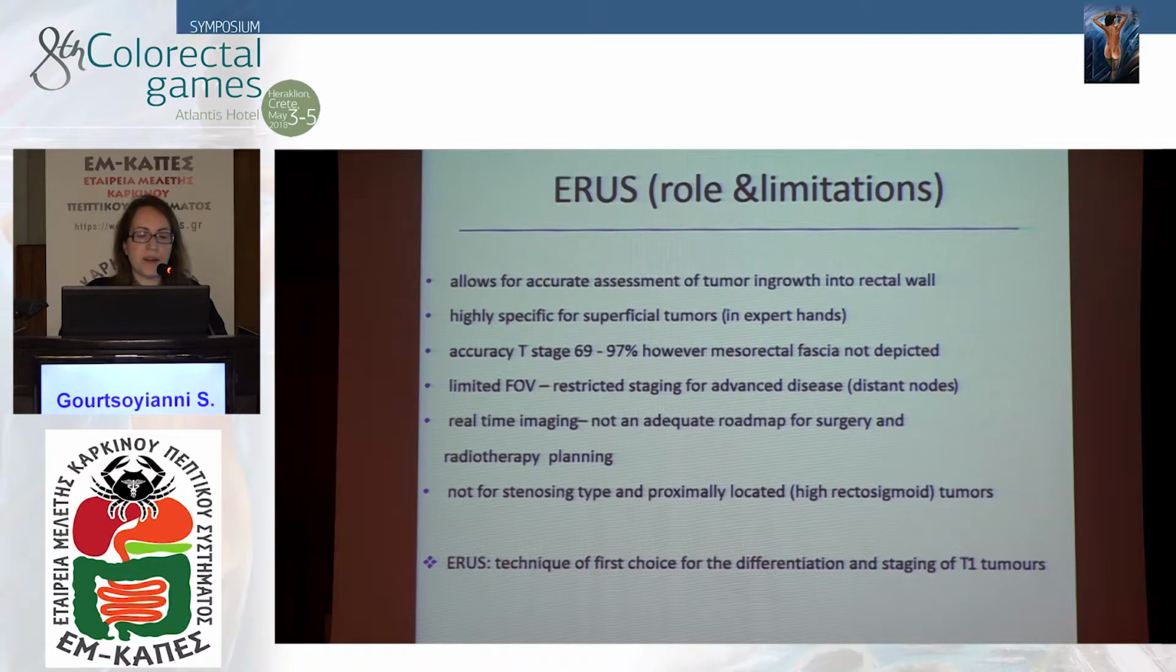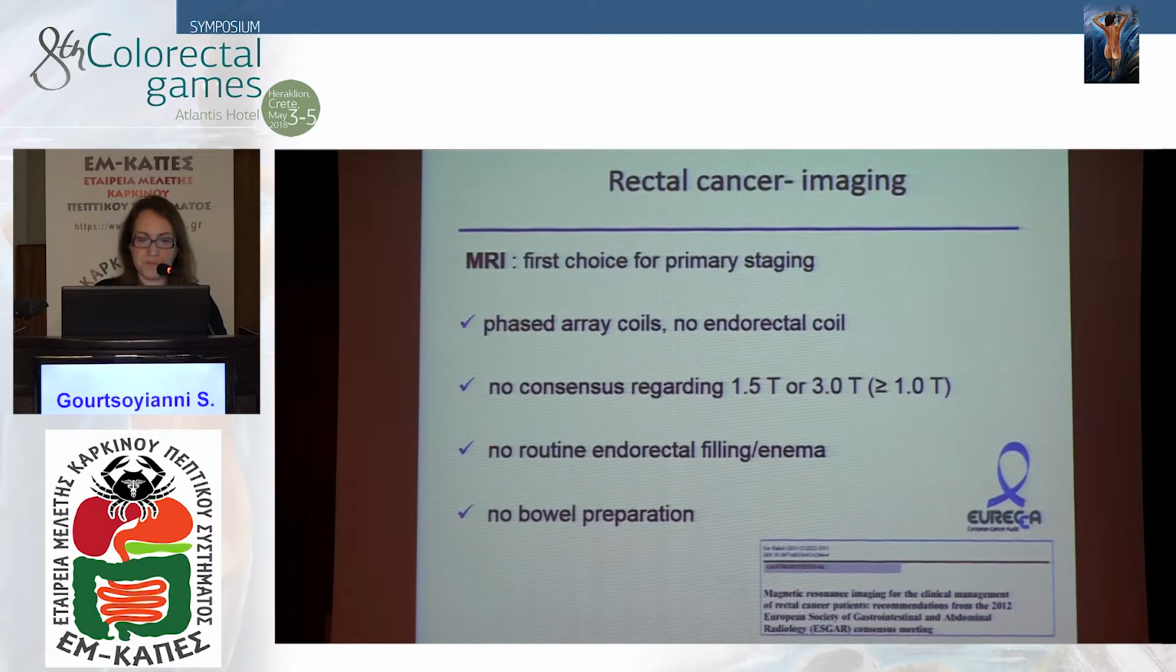guidelines say that while endorectal ultrasound is a perfect technique and the initial technique of choice for the differentiation and staging of T1 tumors, allowing for accurate assessment of tumor ingrowth into the rectal wall, this examination has a limited field of view, is restricted for staging of advanced disease, and cannot see distant lymph nodes. It is real-time imaging and does not provide an adequate roadmap for surgery and radiotherapy planning. It is also not adequate for stenosing tumors and proximally located high rectosigmoid early cancers.